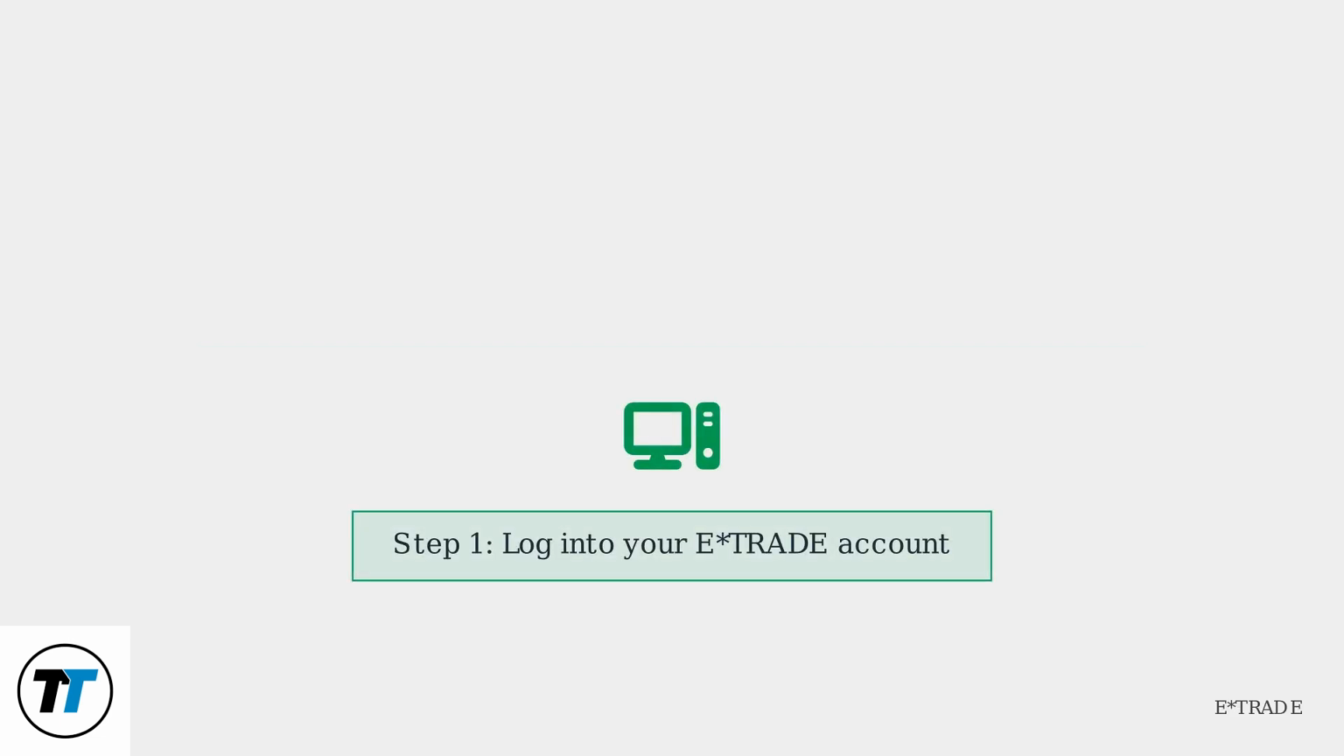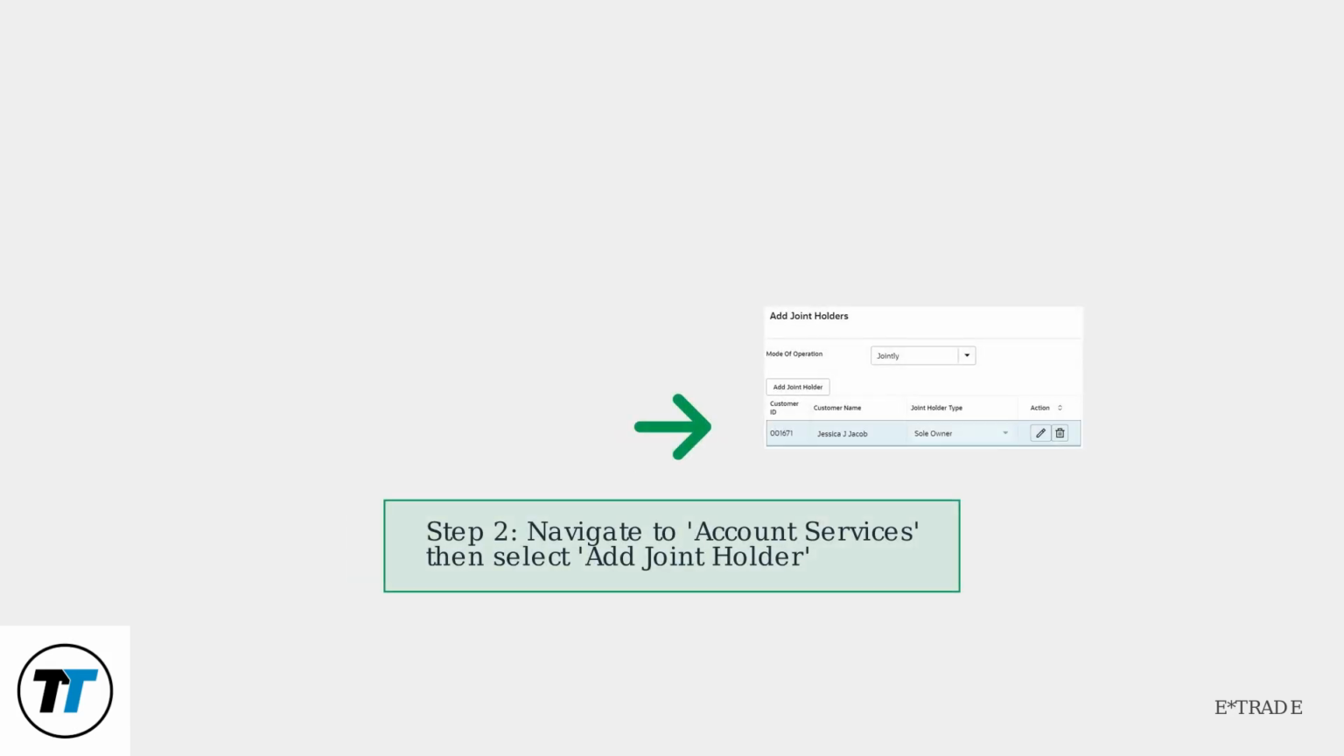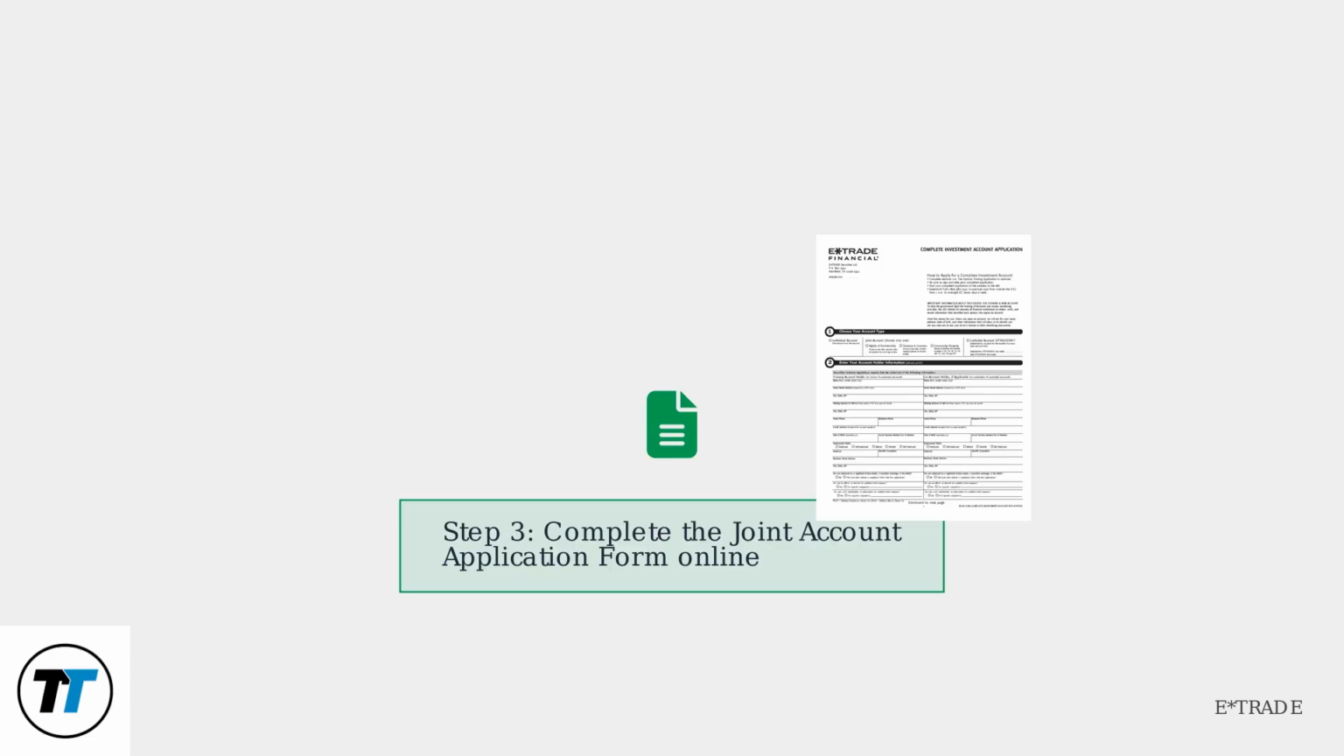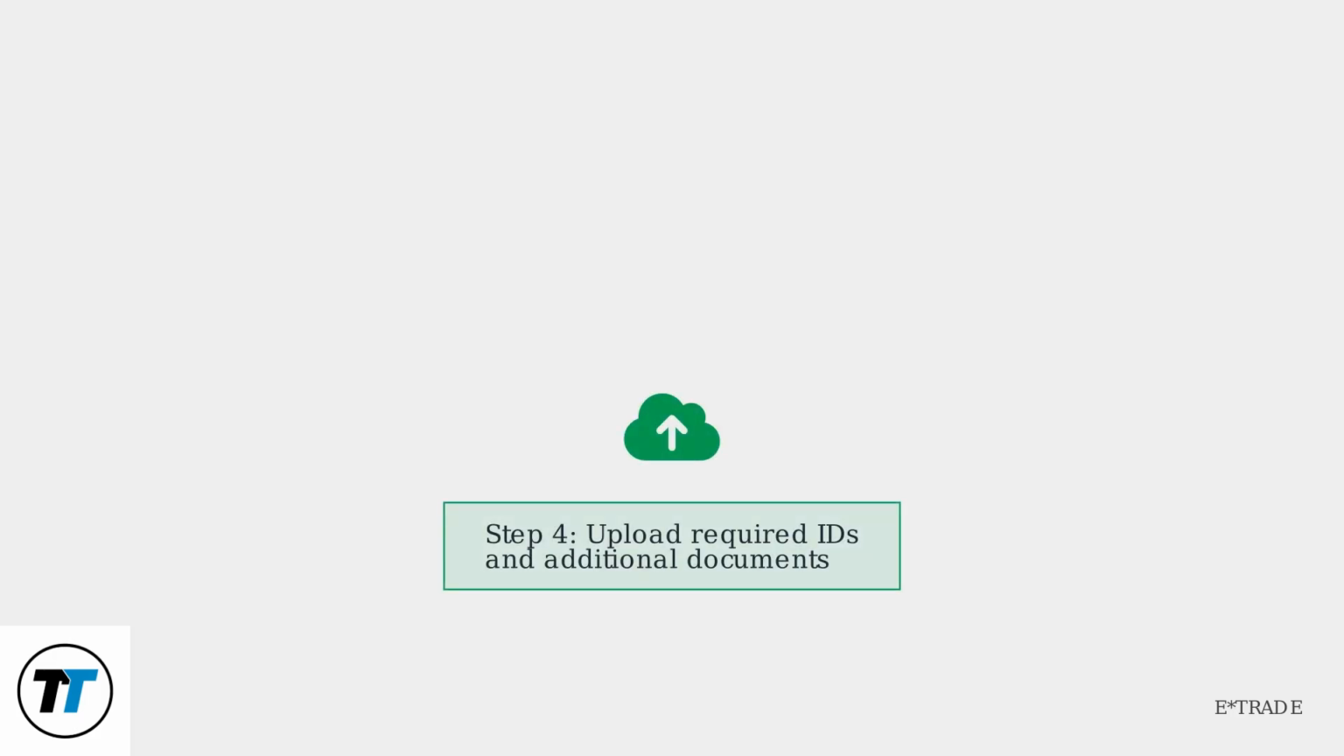First, log into your E-Trade account through the website or mobile app. Next, navigate to Account Services and select Add Joint Holder. This will open the Joint Holder Management interface. Then, complete the Joint Account Application form online. Fill in all required information for the joint holder. Upload the required IDs and any additional documents as prompted by the form.